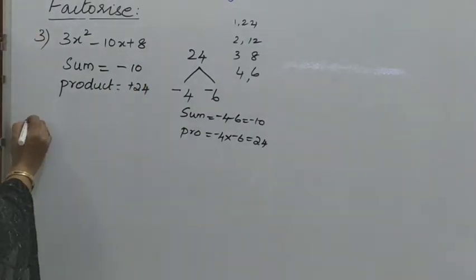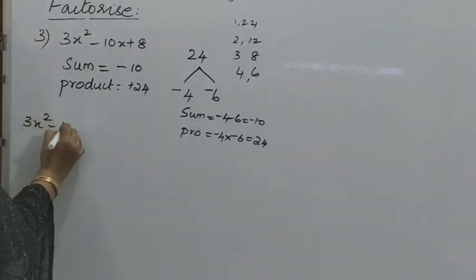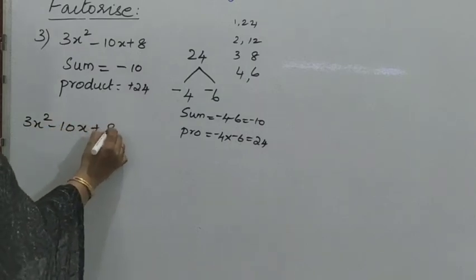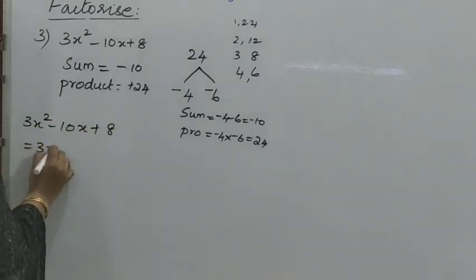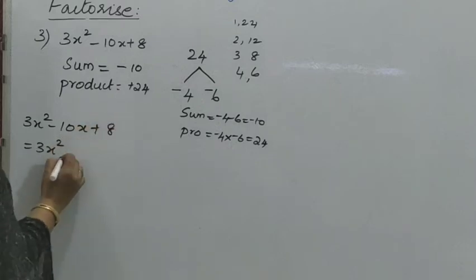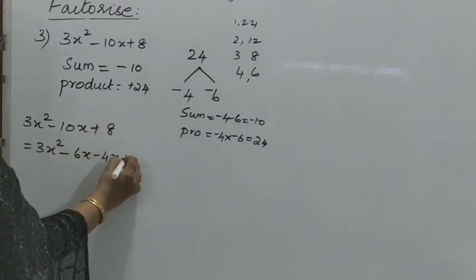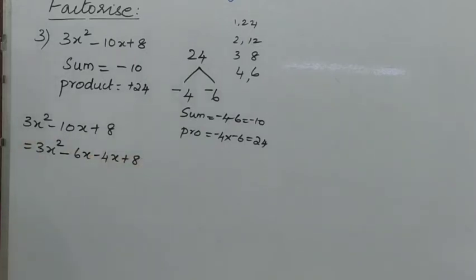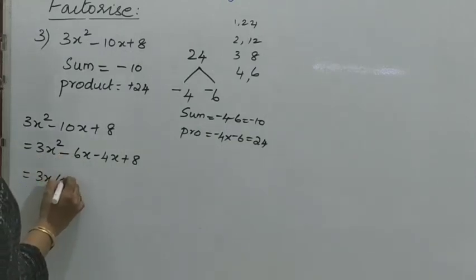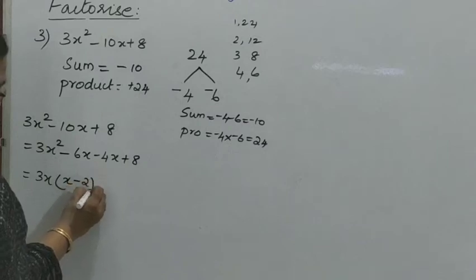So what is the next step? The question is to be taken down: 3x square minus 10x plus 8. Now 3x square, there is no change. Minus 10x is to be written as minus 6x, then minus 4x plus 8. You can write 4x first or 6x second, there is no problem. Now what is the common term from this one? 3x I am taking common. Check that 3x square and 6x: x is common already. 3 and 6, 3 is common. So after taking 3, what is the remaining term? x minus 2. Right?